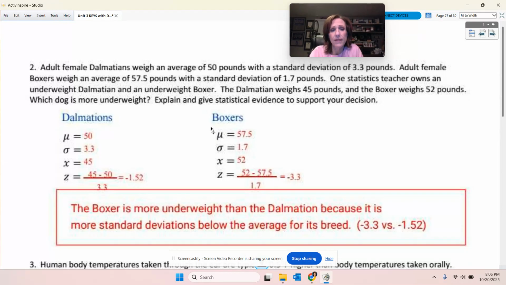And then do the same thing for our boxers. Get the mean of the boxers, the standard deviation, x, and x minus the mean over the standard deviation is the z at that spot. Now that we have these two values, we want to compare them to see which one is more standard deviations away from the mean. In this case, they both are below the mean, and so the more underweight dog is the boxer, because it was more standard deviations below the mean.